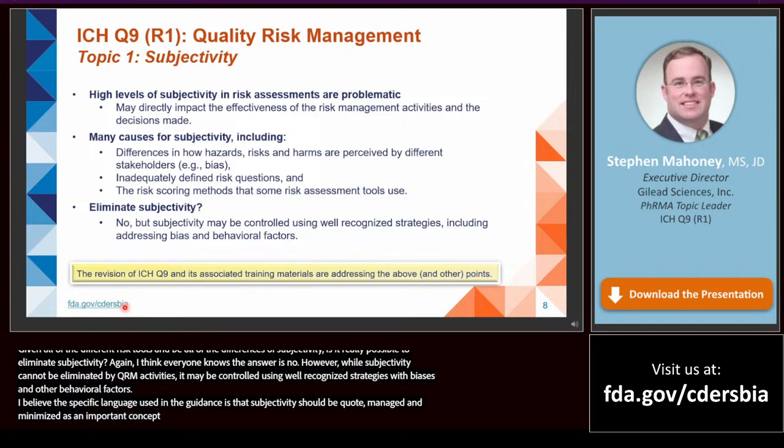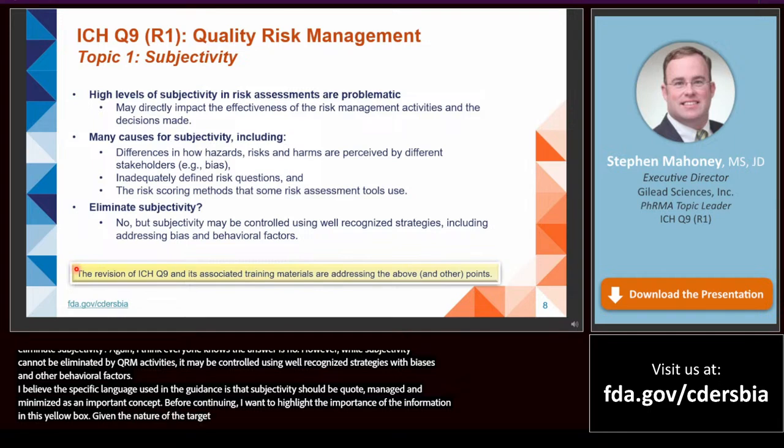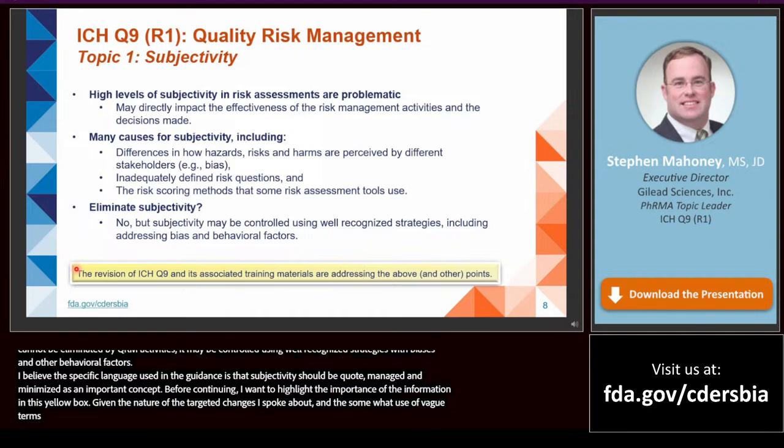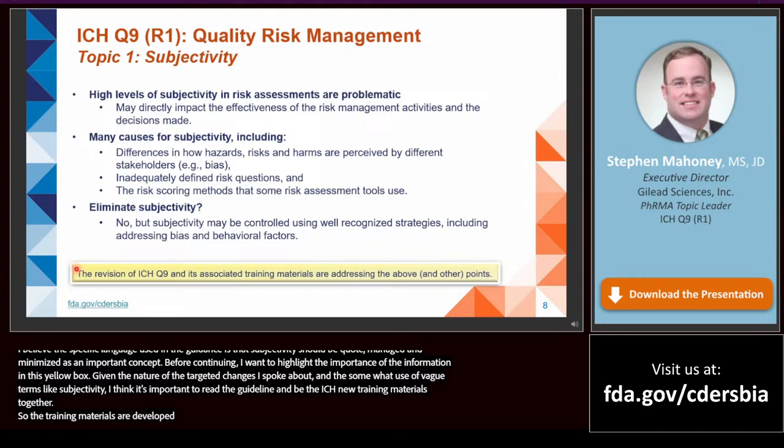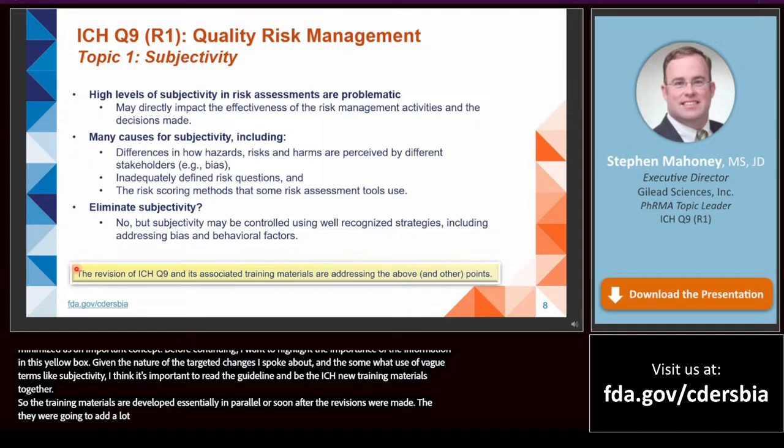Before continuing, I want to highlight the importance of the information in this yellow box. Given the nature of the targeted changes I spoke about, and the somewhat vague terms like subjectivity, I think it's really important to read the revised guideline and the ICH new training materials together. The training materials were developed essentially in parallel or soon after the revisions were made, and they really add a lot of substance to a lot of terms that within the guideline, again, are fairly vague.